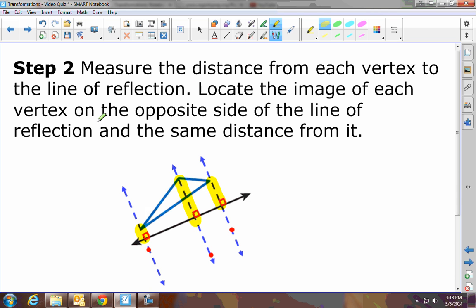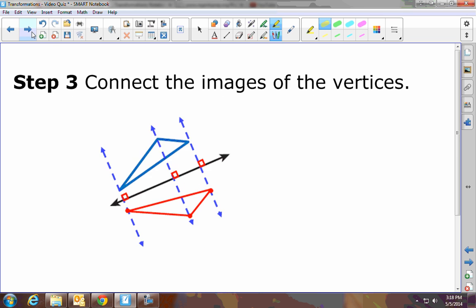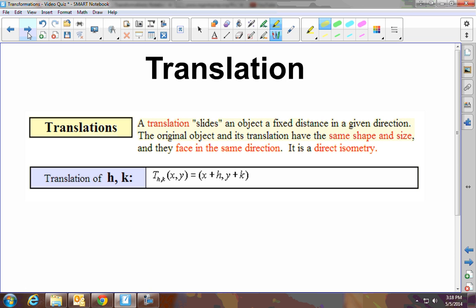Locate the image of each vertex on the opposite side. So this one, if it's 1 away, we'll go 1 more over here. If this one's 4 away, then we'll go 4 over to here. And if this is 2 away, we'll go 2 here. Step 3, connect the images of the vertices. So we connect those dots and we get our reflection. Make sure you jot down all of those steps.